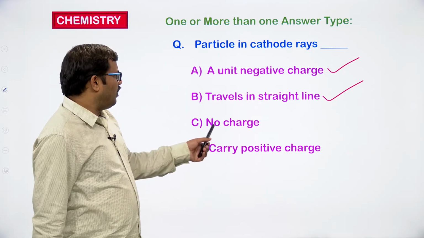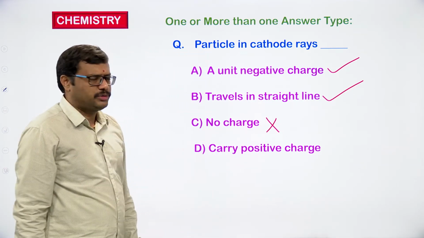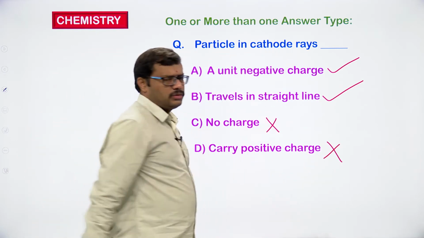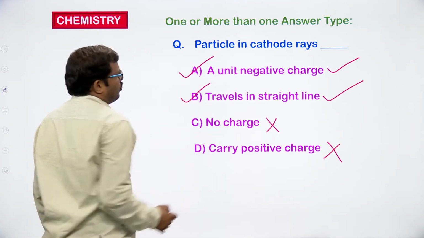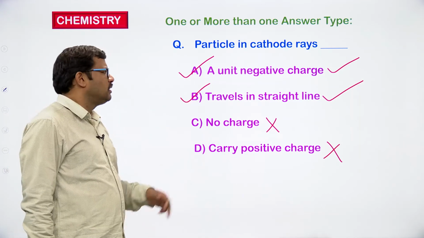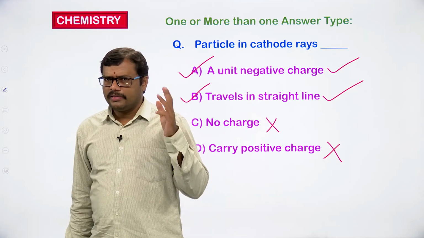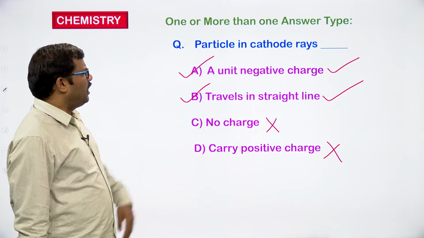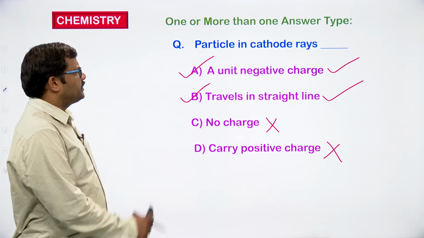They have no charge. No, they have a unit negative charge, so no charge is not a correct option. Carry a positive charge. No, they carry a negative charge, so this is also wrong. So what are the correct options in this case? Cathode ray particles have a unit negative charge and they travel in a straight line. So A and B are correct options, whereas C and D are the wrong options in this case.